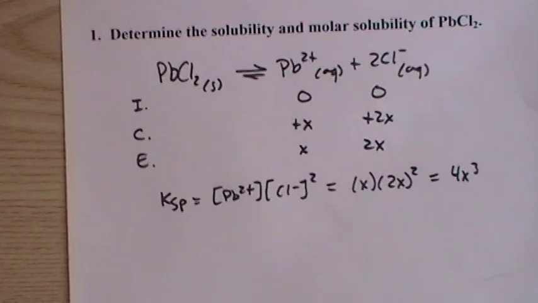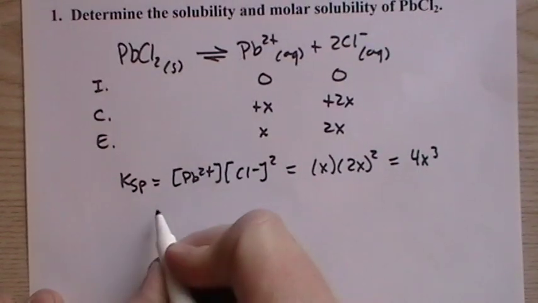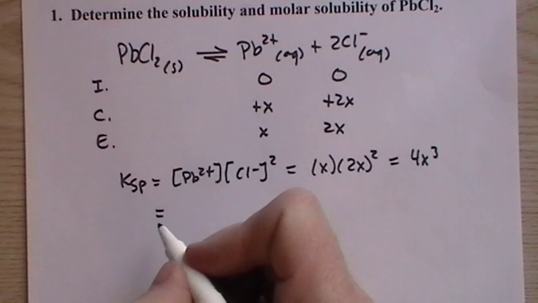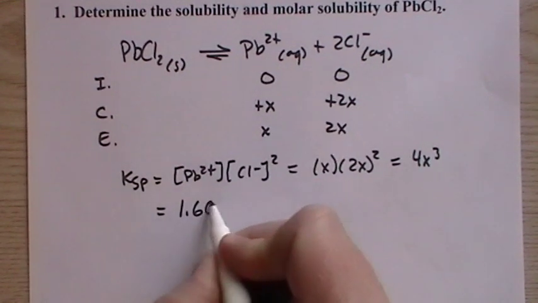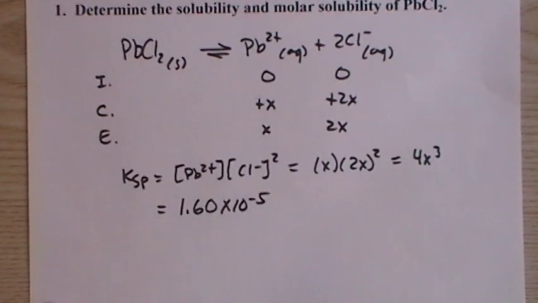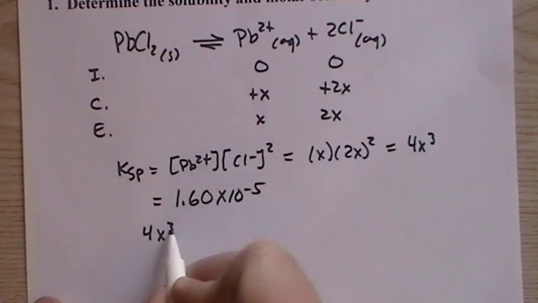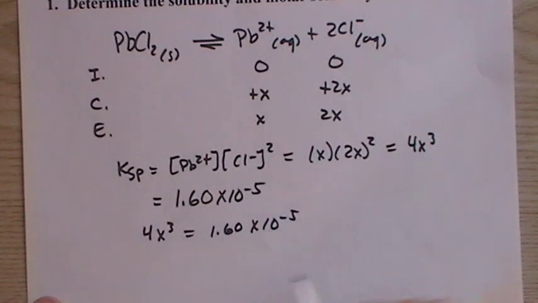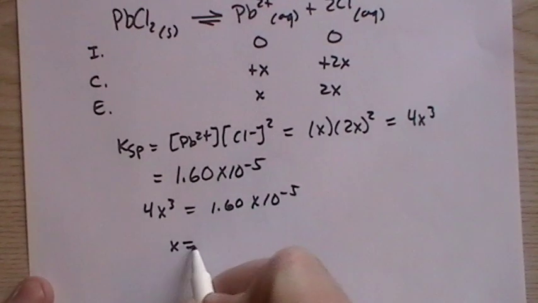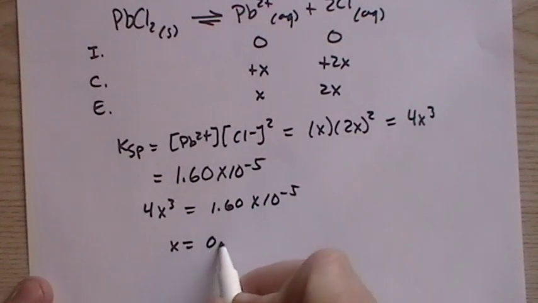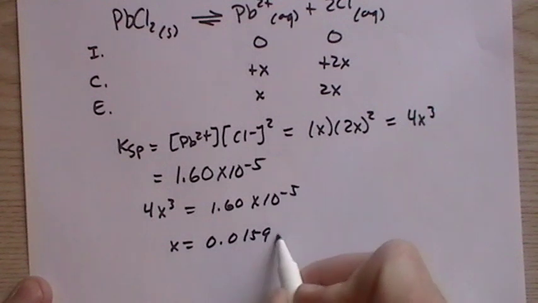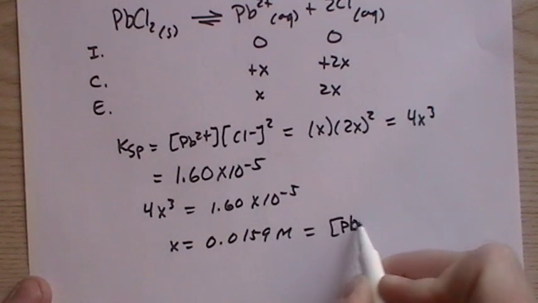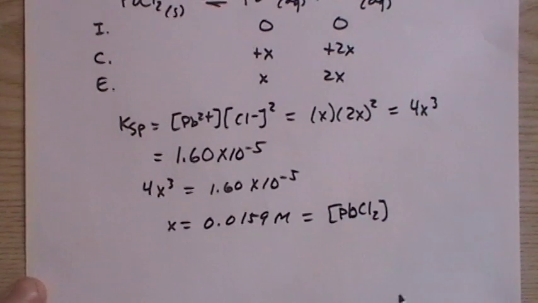Now, our table then will give us KSP is equal to lead chloride 1.60 times 10 to the minus 5. So 4x cubed, and this will give us x. If we solve for it, we end up with 0.0159 molar, which is the concentration of the lead chloride in solution.